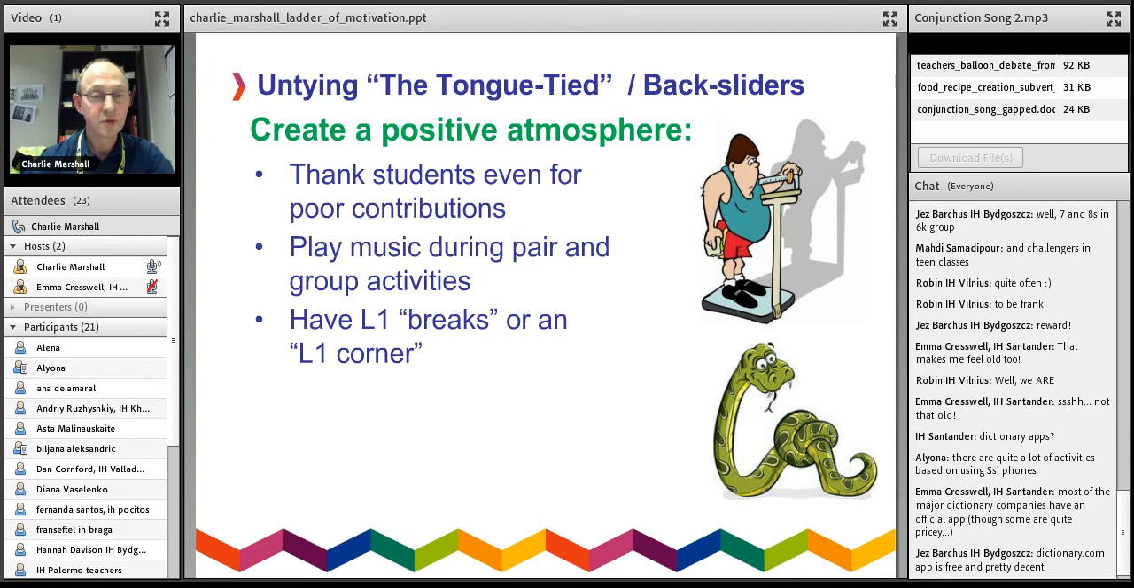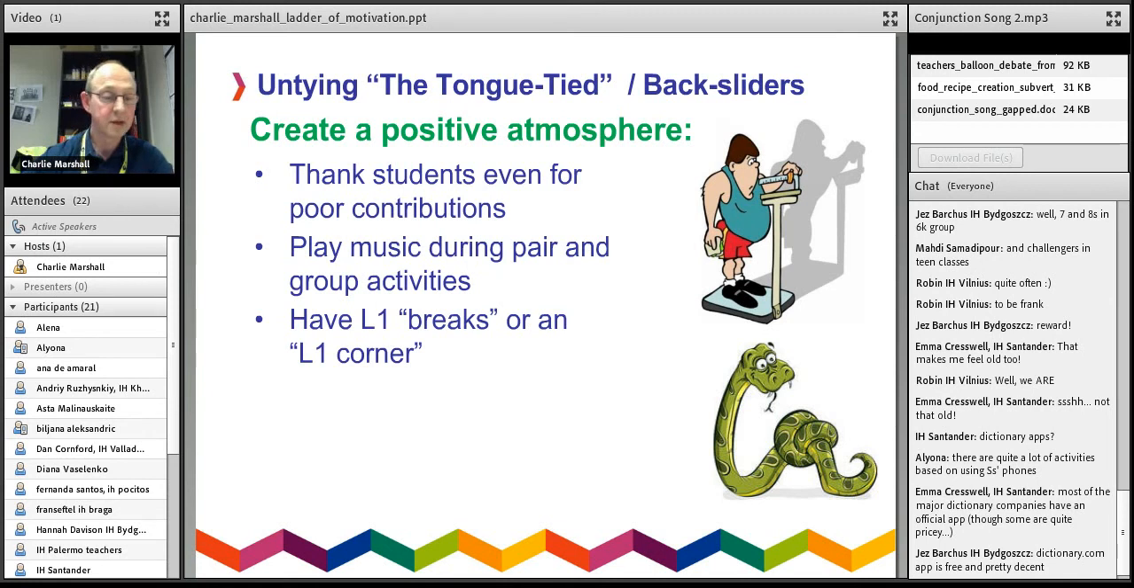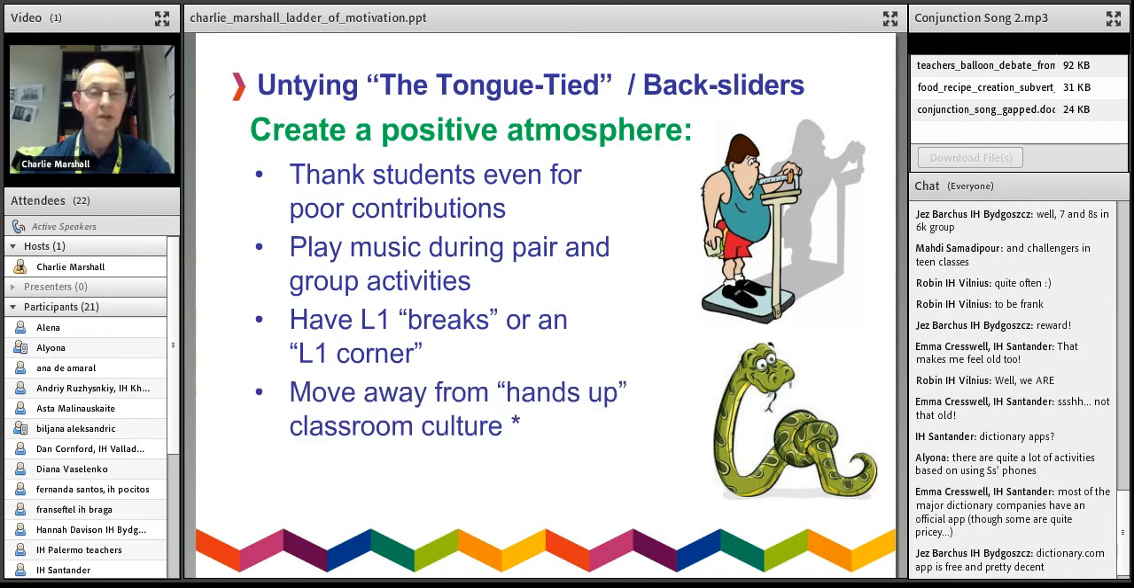Obviously, you don't want it to take over, but if you do it in a very limited way, then it should help. And this is something that I've found research about on the internet, that a lot of English schools are doing this, moving away from the hands-up classroom culture.